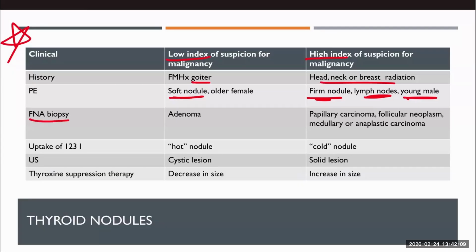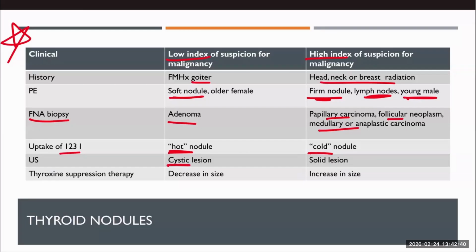Fine needle aspiration biopsy. Adenomas, if that's what the result is, probably going to be benign. However, if it's a papillary carcinoma, follicular, medullary, those are highly suspicious for malignancy. Uptake: hot nodules are benign, low likelihood. If it's a cold nodule, high index of suspicion for malignancy.